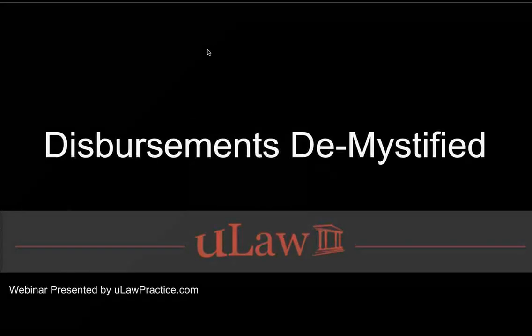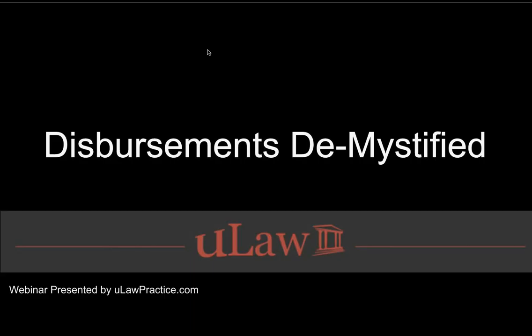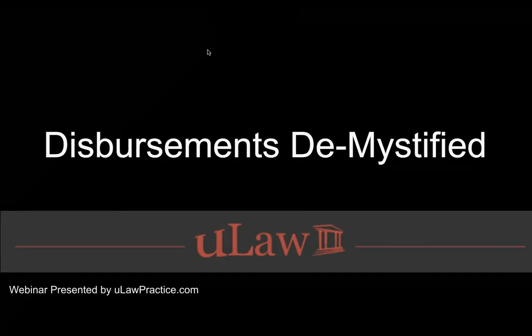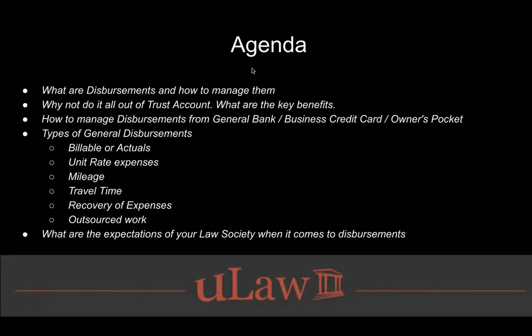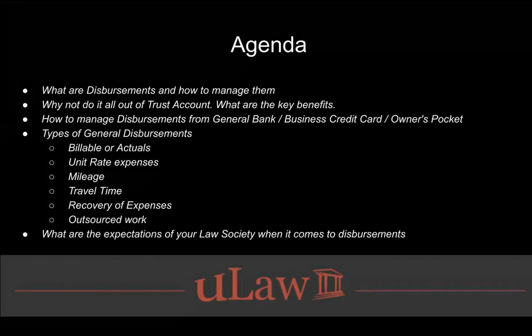Topic for today's session is Disbursements Demystified. We're going to be discussing various things about disbursements: how you go about spending money on behalf of your clients, and how you bill it, claim for it, and get reimbursed; what specific items can be spent out of trust account, and what can be done only from general. We're also going to be seeing some of the key benefits of spending the money directly from trust versus doing it out of general.